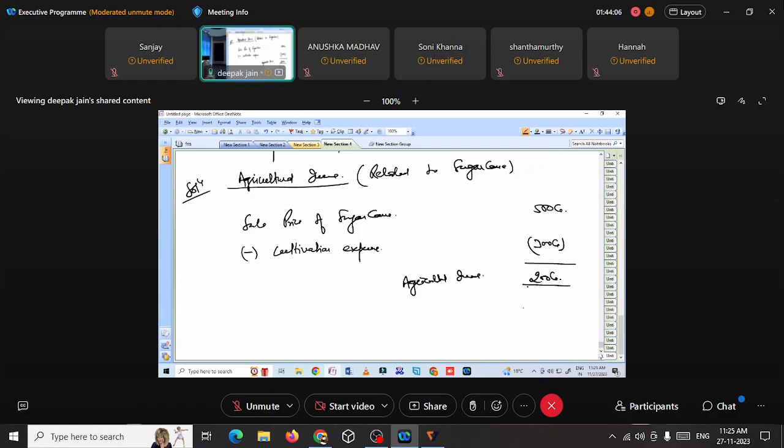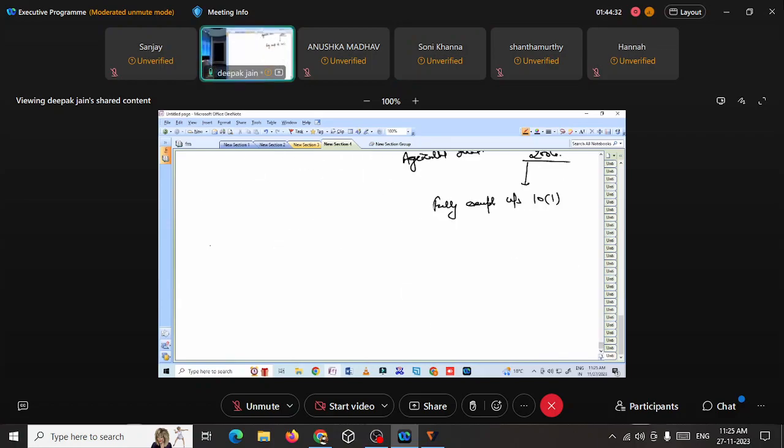What will be the treatment of this agricultural income? Fully exempt, up to section 10(1). Any problem up to here? Any ifs and buts? No, sir. Good. Now non-agricultural income, related to sugar.